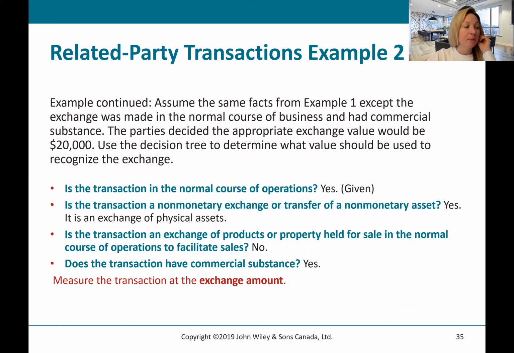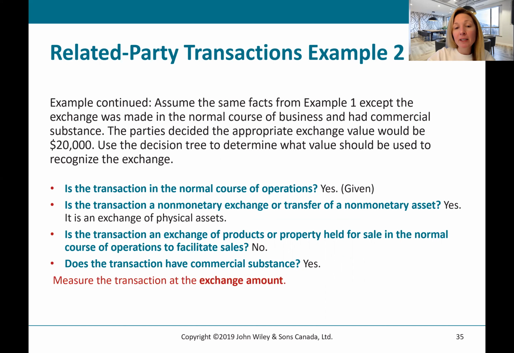Let's look at another example. Assume the same facts from example 1, except the exchange was made in the normal course of business and had commercial substance. The parties decided the appropriate exchange value would be $20,000. So is the transaction in the normal course of operations? Well, yes, because they just told us that it was. Is the transaction a non-monetary exchange or transfer of a non-monetary asset? Yes, because we're swapping buildings and land.